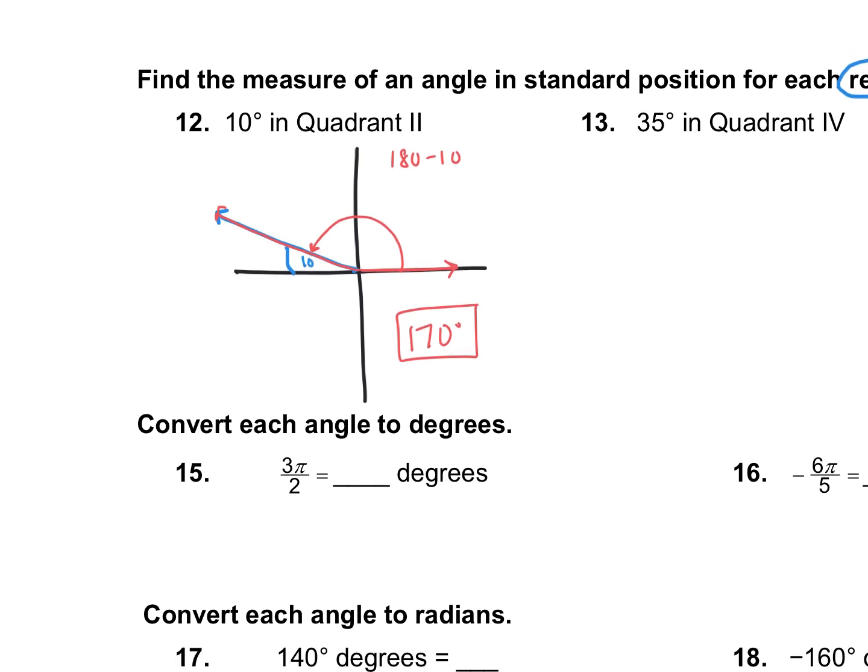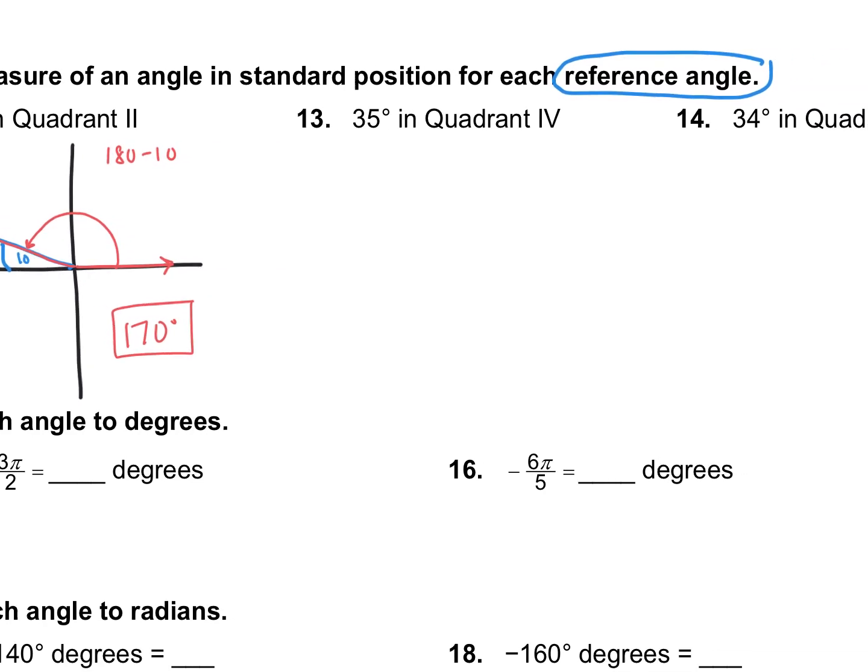All right, next we have a 35-degree reference angle in quadrant 4. So let's draw it out. So we have quadrants 1, 2, 3, 4. So here's our fourth quadrant. And our reference angle goes off of the x-axis. So I'm going to go to the x-axis, I'm going to go down 35 degrees. And so that 35 degrees is between the angle we just drew and the x-axis.